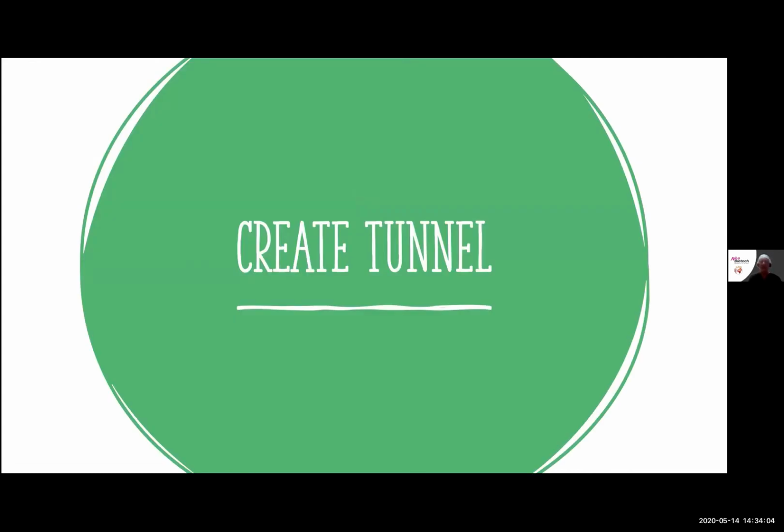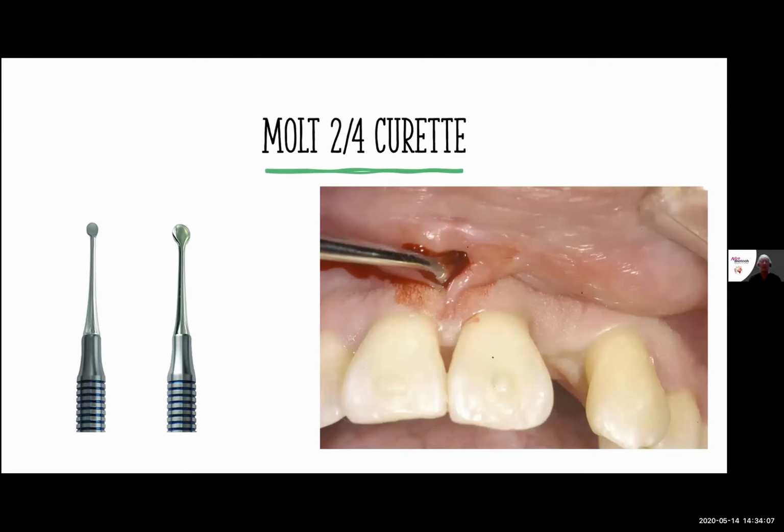Creating the tunnel, how do we do that? So first of all, I'm going to give you something that you probably already have, and that's a Molt 2-4 curette. We typically have that in our offices already, and we use that for debridement of a socket or of an abscess. And so that's the instrument that you're going to use for the majority, if not all, of the entirety of this particular tunnel itself. It starts by coming into our incision line right here with the 2 end or the small end, and we begin the process of lifting and moving the tissue and creating that tunnel.